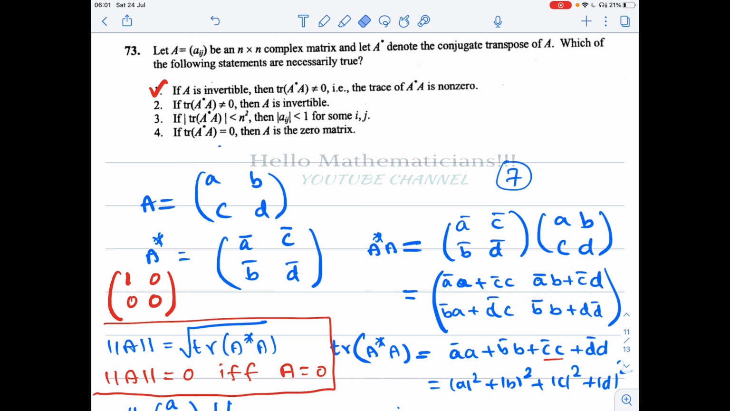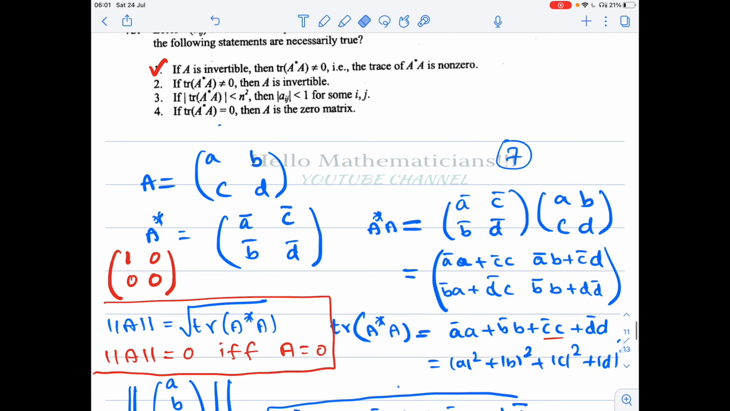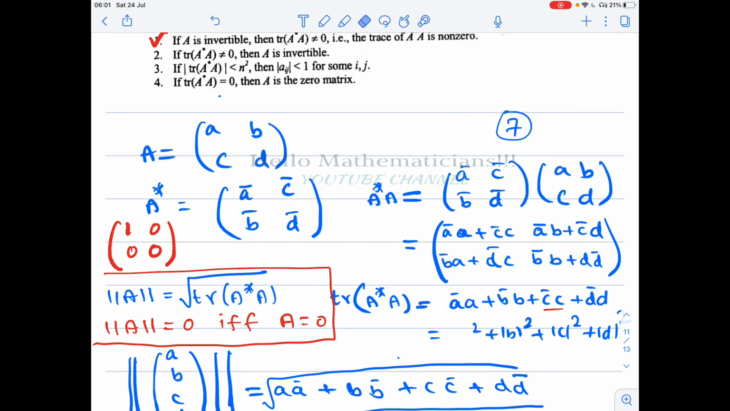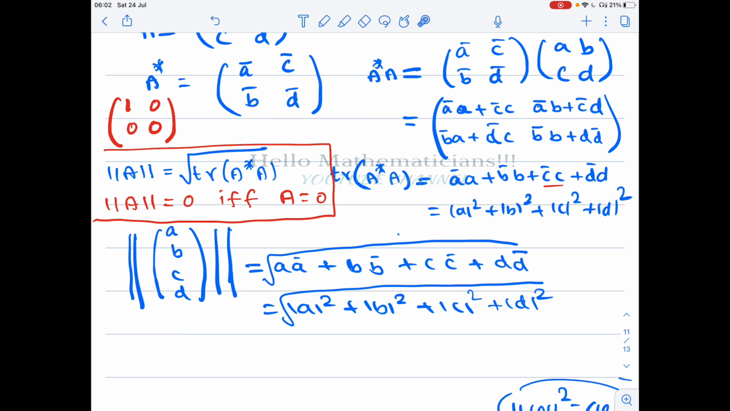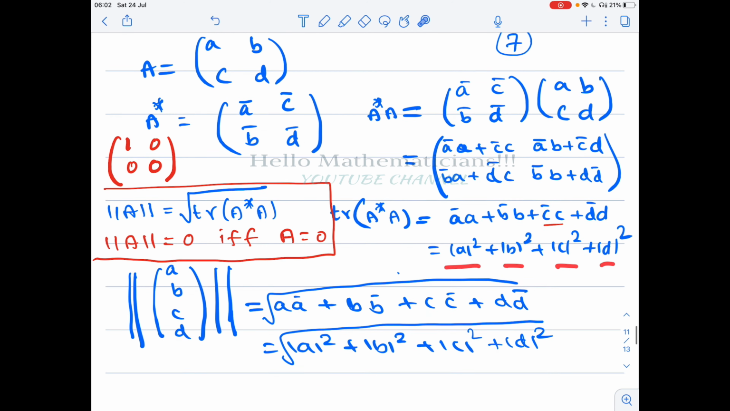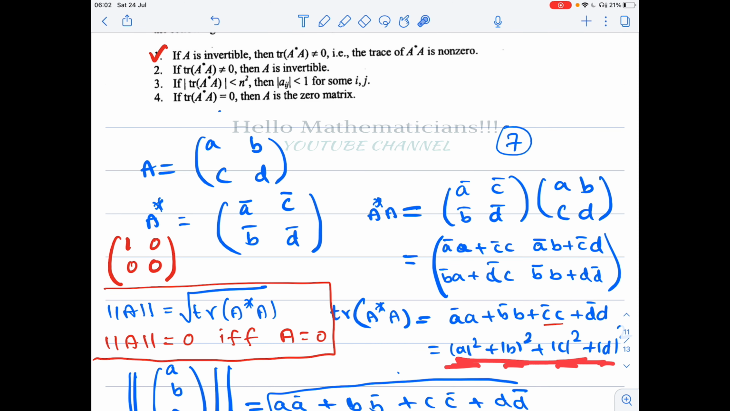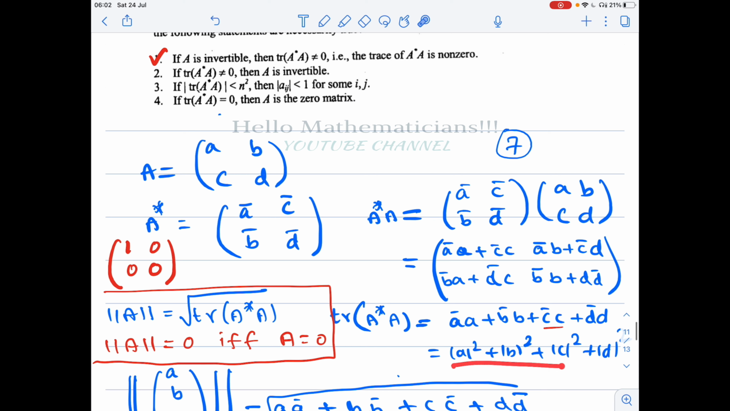The second option says that if trace of A star A is not equal to 0, then A is invertible. So if trace of A star A is not equal to 0, it means that one of these numbers is non-zero. You see, this is a sum of non-negative numbers. A sum of non-negative numbers is 0 only if all of them are 0. So if this sum is non-zero, that means at least one entry is positive. We only know that at least one entry is positive. We don't know whether it is invertible or not.